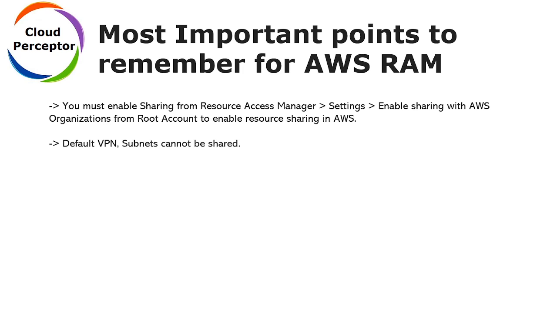The next rule is that default VPCs or subnets cannot be shared. So if you don't have any extra subnets or VPCs, nothing is going to be shared, because there is a rule in AWS Resource Access Manager that default VPC subnets cannot be shared. Let's log into the AWS Management Console and I will walk you through the process.